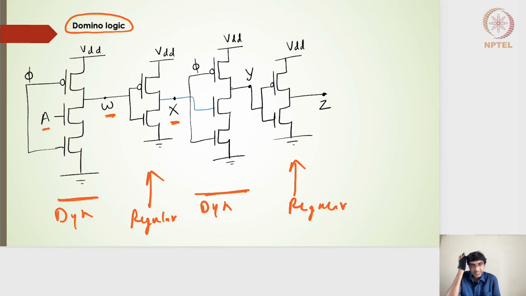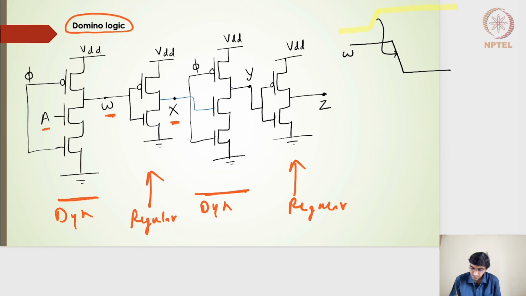In our previous case, when X was going down in the evaluation phase, Y was not able to come up. That is the case we are talking about. So in this particular case, let me pick up a color, when W goes low in the evaluation phase, I'm going to draw the evaluation phase. This is my evaluation phase, and then W goes low.